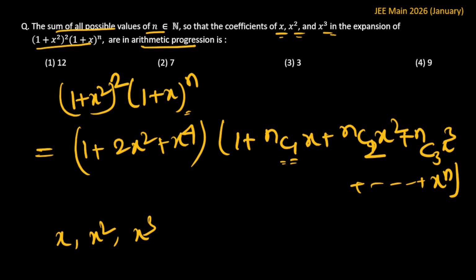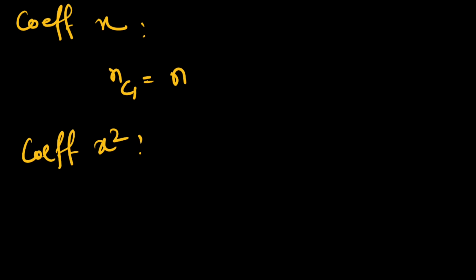How do we find the coefficient of x²? We multiply the 2x² term by 1, and we also multiply the nC2 x² term by 1, and we get the coefficient of x². The rest are higher powers of x, so we only multiply 2 by 1 and nC2 by 1. So the coefficient of x² is 2 + nC2.